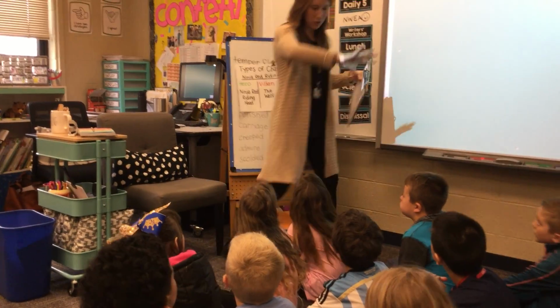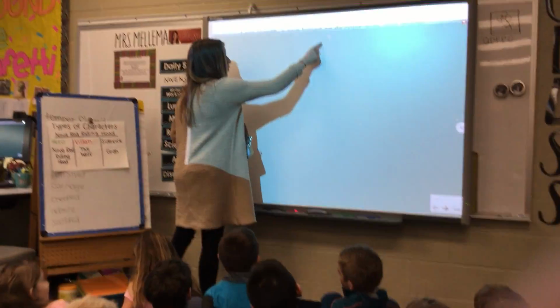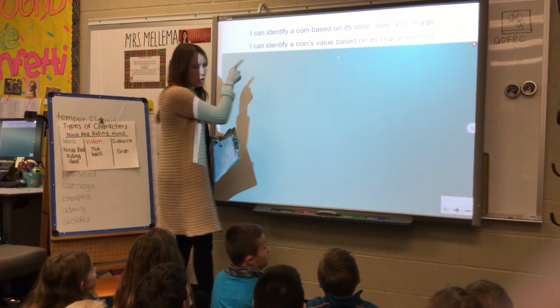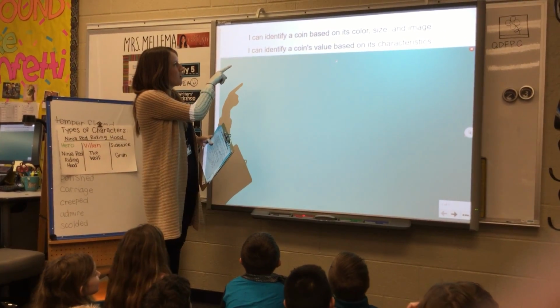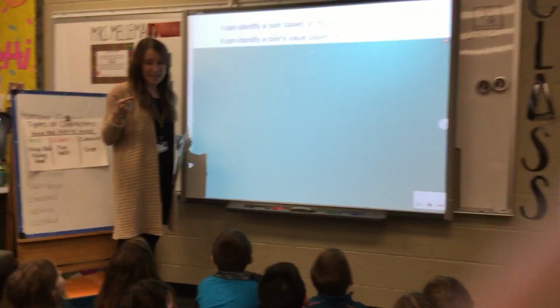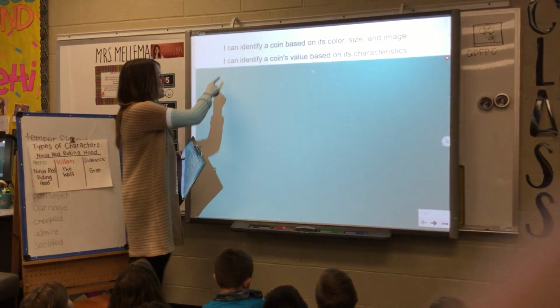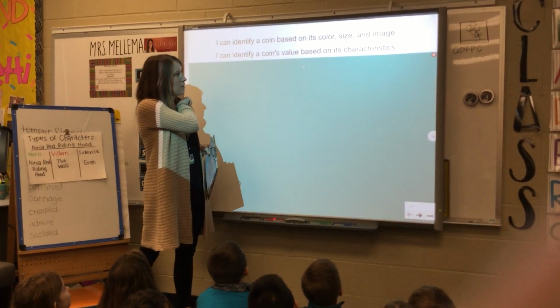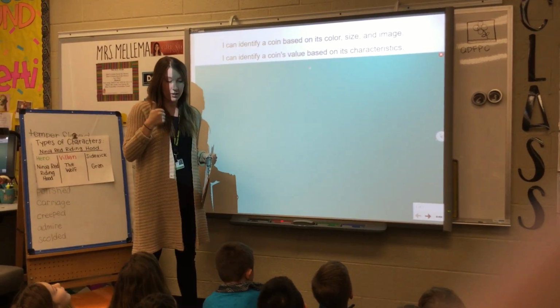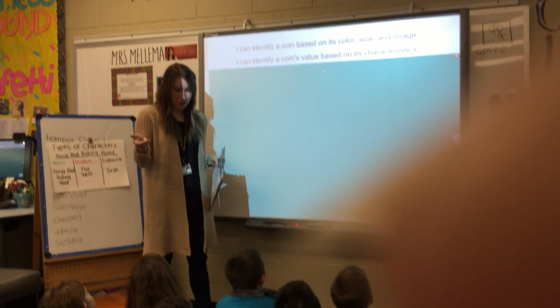All right, so over the past few days, go ahead and turn your bodies facing me. Okay. We have been working on these two goals. I can identify a coin based on its color, size, and the image on the coin. And I can identify a coin's value based on those characteristics, the color, size, and image.